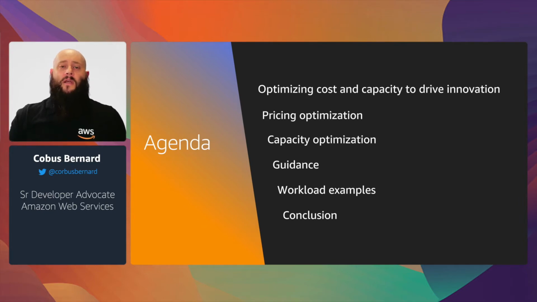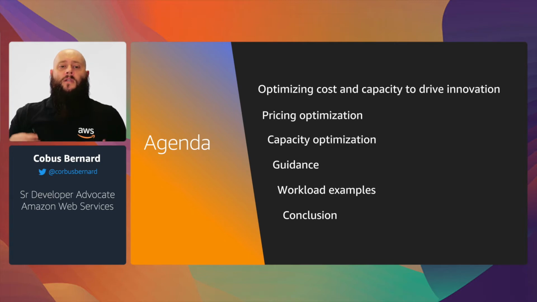We're going to specifically take a look at pricing optimization. Then we're going to move over to capacity optimization. Then I'm going to give you some guidance on how to run specific workloads. And then we'll move over to some workload examples that are very well suited towards making use of spot capacity. And then lastly, we'll conclude with a couple of key takeaways for you for the day.